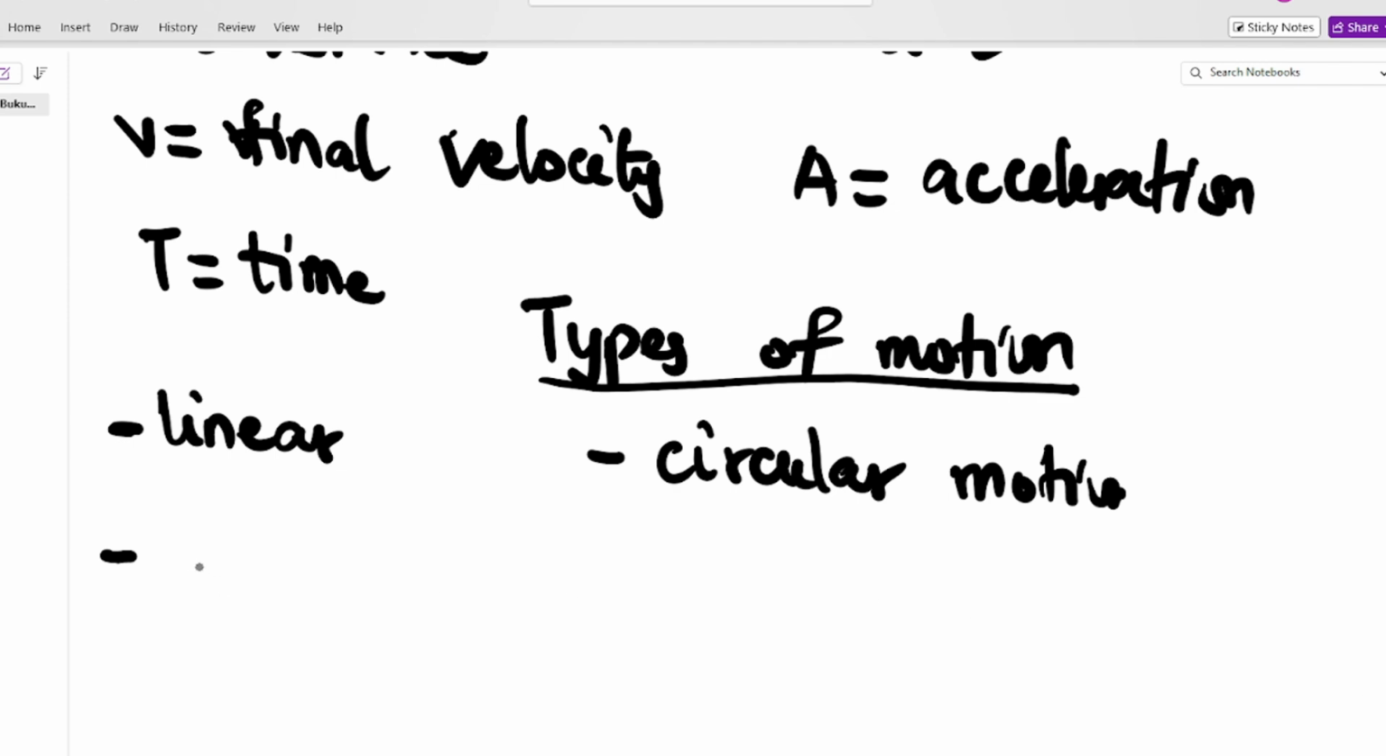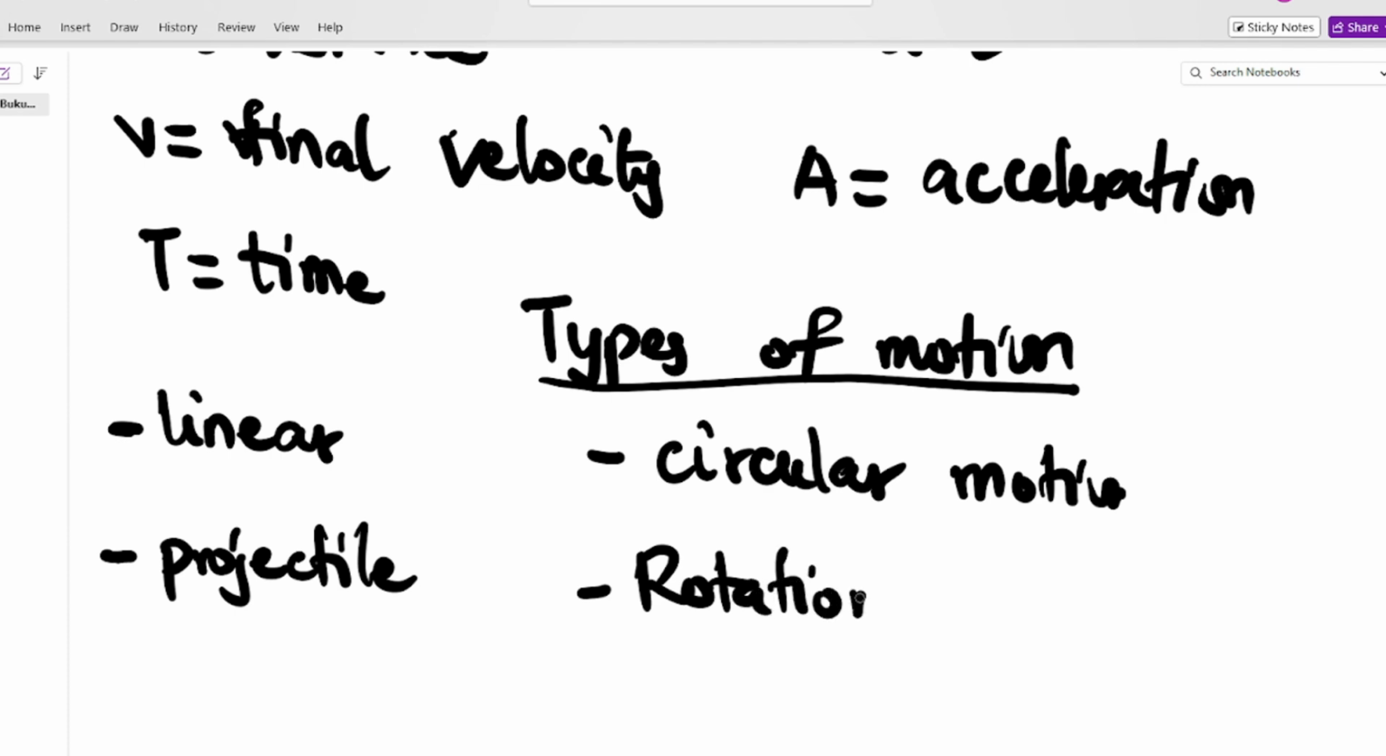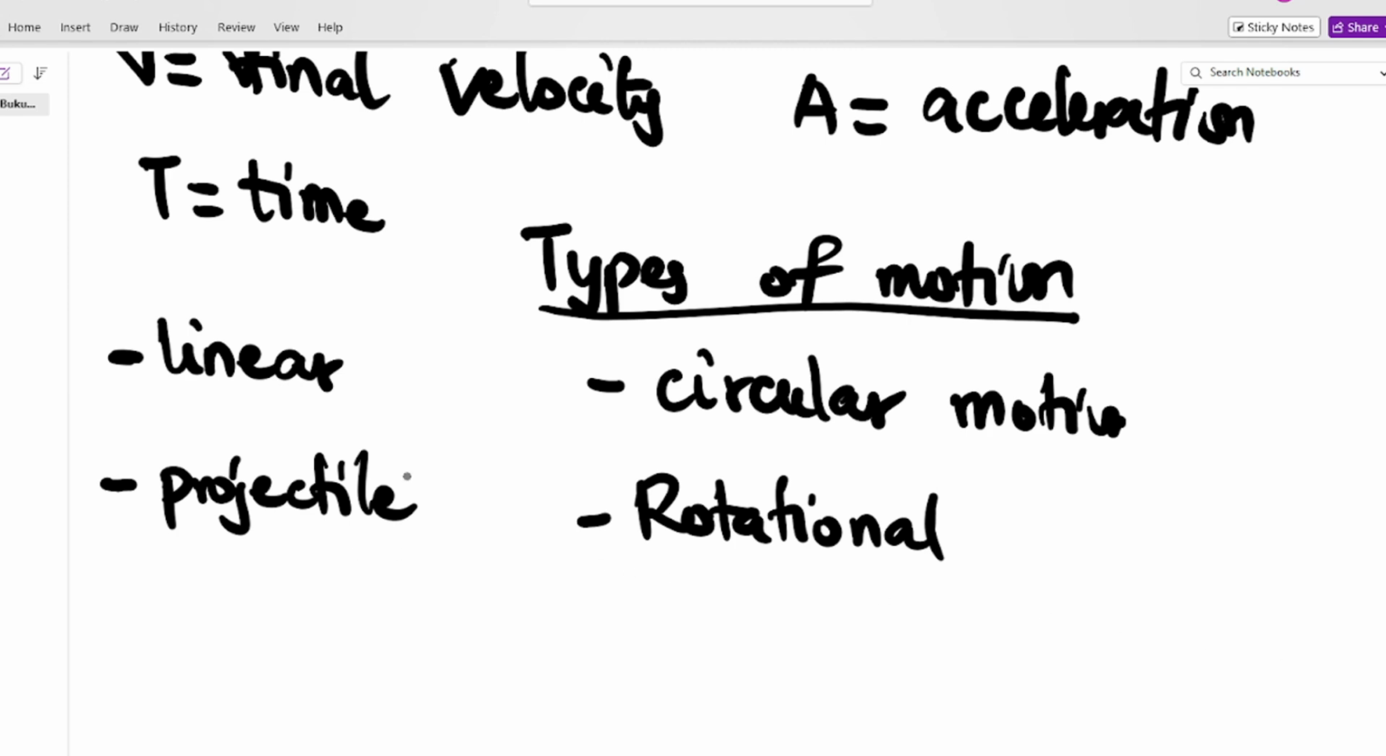Then we will also look at projectile motion. There will also be rotational motion, another type. So linear, circular, projectile, rotational, and there are other kinds like simple harmonic motion that we'll be looking at. But let's start from the basic one. Let's not go too much into all the types of motion. Let's take it one after the other. The very basic one is linear motion.